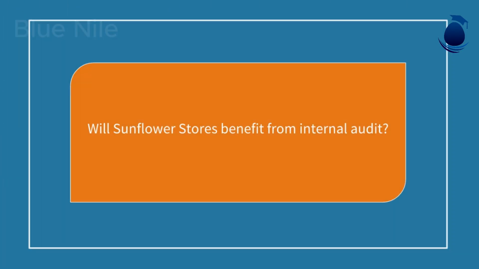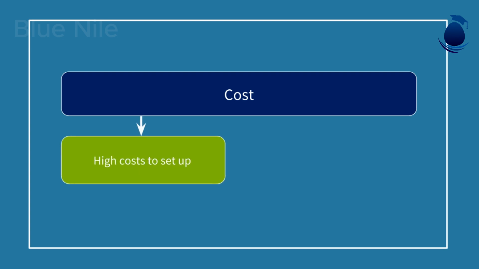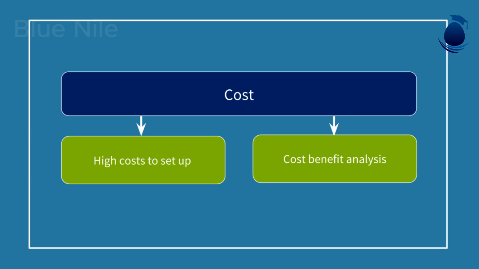With this in mind, we need to consider whether Sunflower Stores would benefit from having an internal audit department, and what would be the concerns of management before setting up this department. The biggest concern is typically the cost. To employ a team or even an individual internal auditor, it's going to be a considerable amount. Sunflower Stores management should perform a cost-benefit analysis to identify if the benefits for them are going to outweigh the costs.